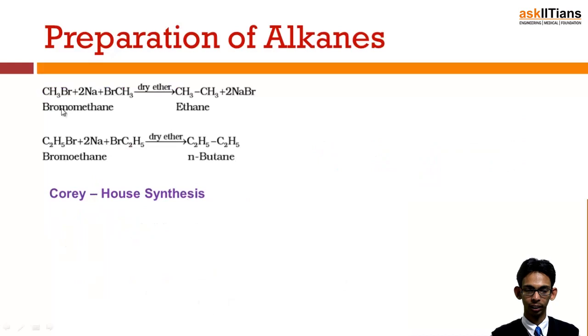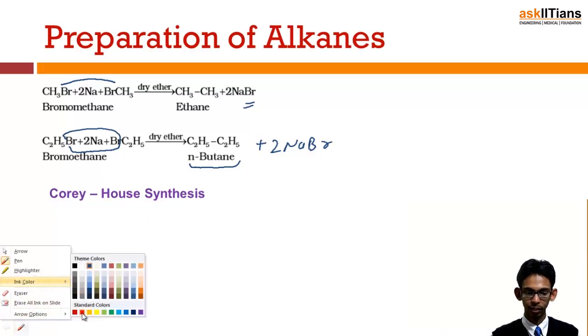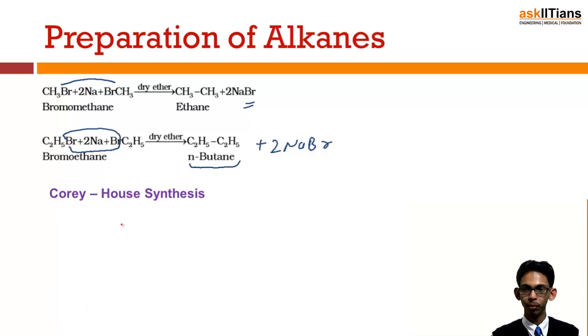And there are the examples. Bromomethane, when reacted with sodium metal, gives two molecules of sodium bromide and results in the formation of ethane. Similarly, when bromoethane is reacted with sodium metal, it comes out in the form of two molecules of sodium bromide, and we get butane. So these were the two methods used for preparation of alkanes from alkyl halides. First was reduction, and the second one is Wood's reaction.